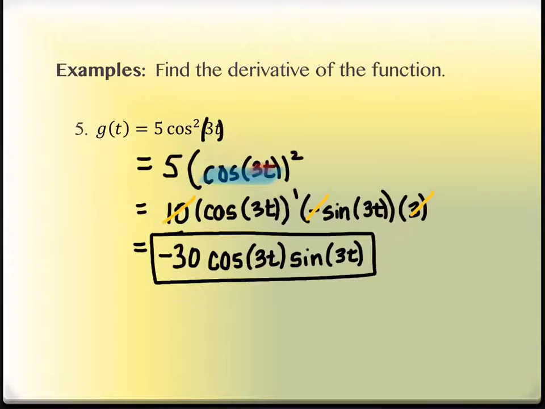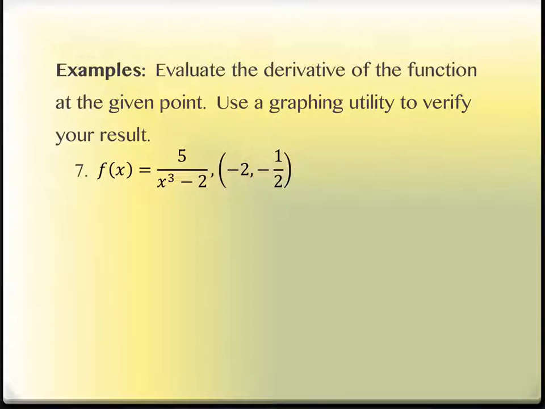And we had done several examples, and we had gotten to number 7. So number 7 says we're going to evaluate the derivative of the function at the given point, and then use a graphing utility to verify the result. So we've used graphing utilities to verify these results before, so we're going to see again how that works, a reminder on that. But the first thing is we've got to be able to take this derivative.